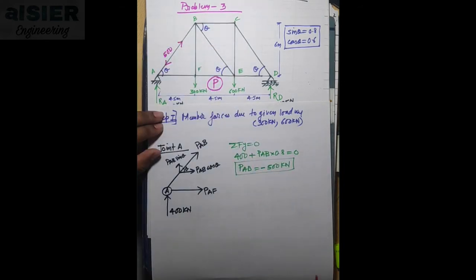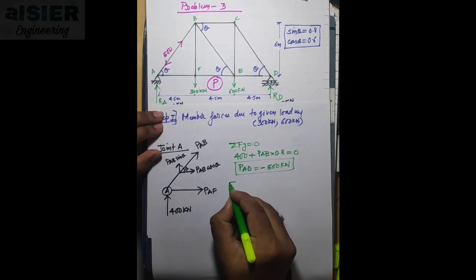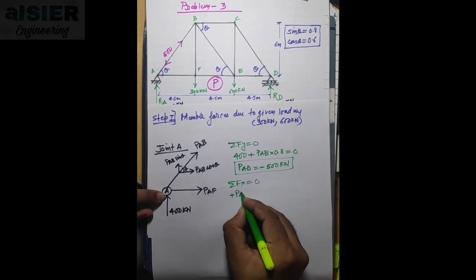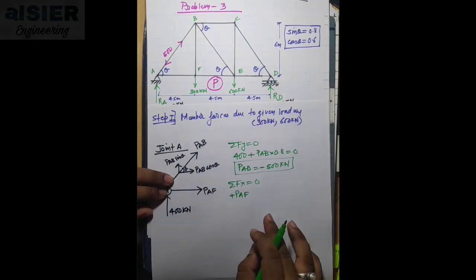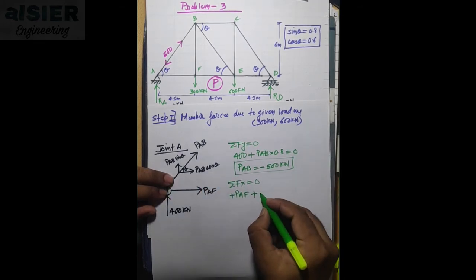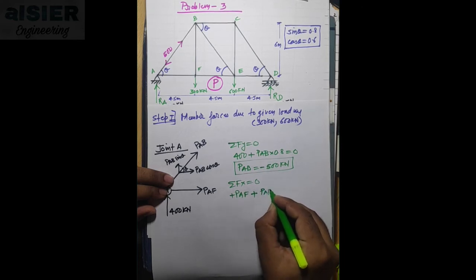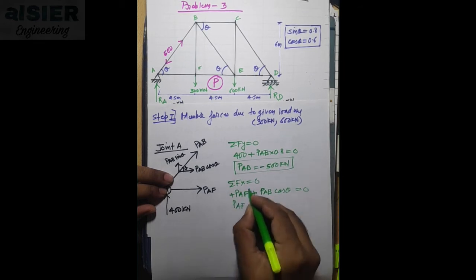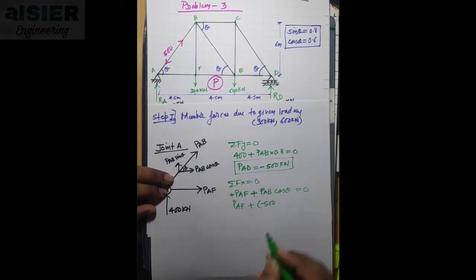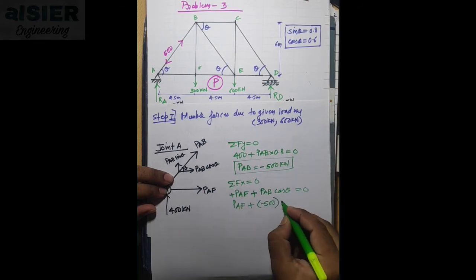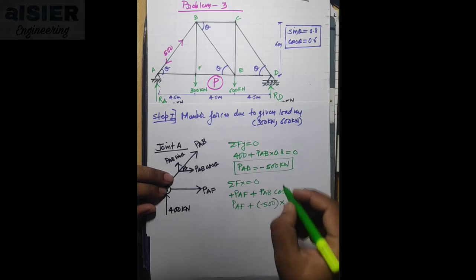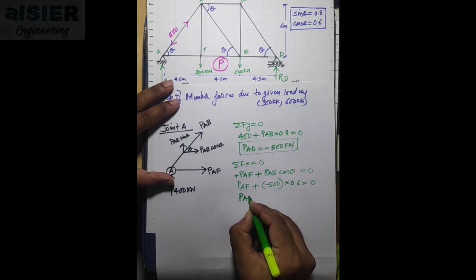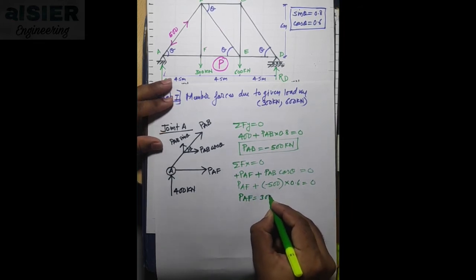Okay. Now next we will do summation of Fx is equals to 0. So PAF is going towards right, so plus PAF, and this PAB cos theta is also going towards right, so plus PAB cos theta is equals to 0. So PAF plus, what is value of PAB? It is minus 500, right? Multiplied by, what is cos theta? Cos theta is 0.6 is equals to 0. Therefore PAF is equals to 300 kilonewton.